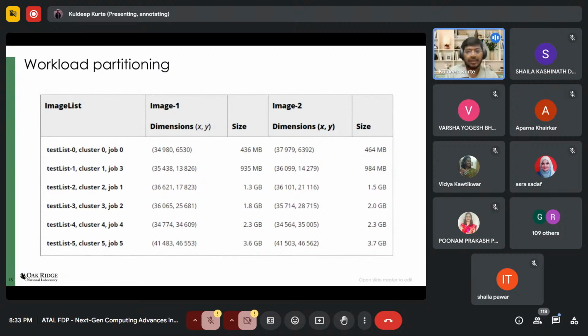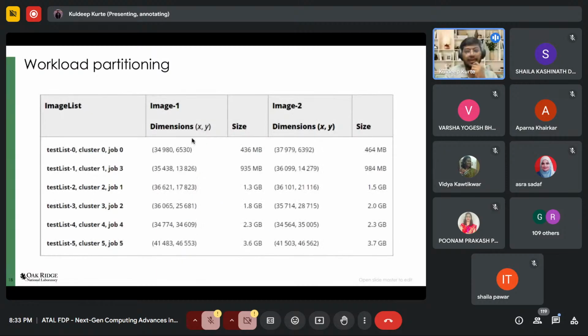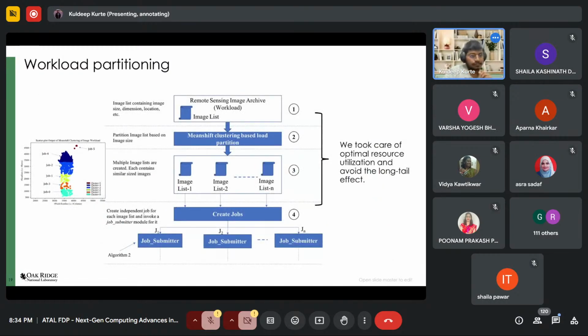Just to illustrate the dimensionality and the size of the data, I sampled two images from each of these workloads. Here you can see that for cluster zero, the number of rows and columns were 34,000 cross 6,000, and the size was somewhere around 500 MB or half a GB, versus images in cluster 5, where the rows and columns were 40,000 cross 46,000, and the image size was of the order of 3.6 GB. I just took two sample data points from each cluster to illustrate the size of the data.